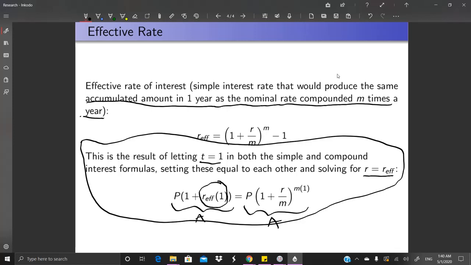Then the idea is if you were to solve for this over here, what would you get? You would get exactly what you have over here. So you would set the simple interest accumulated amount equal to the compound interest accumulated amount and solve for the effective rate of interest. That gets you to the formula that we have here, 1 plus R over M to the M, minus 1. Okay, so now let's get some examples.